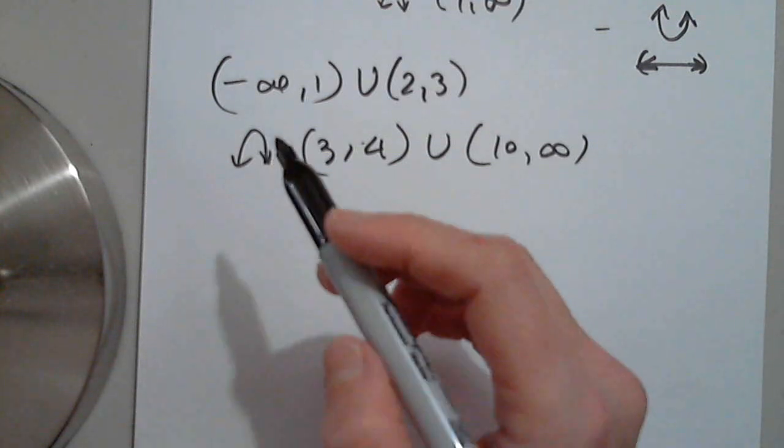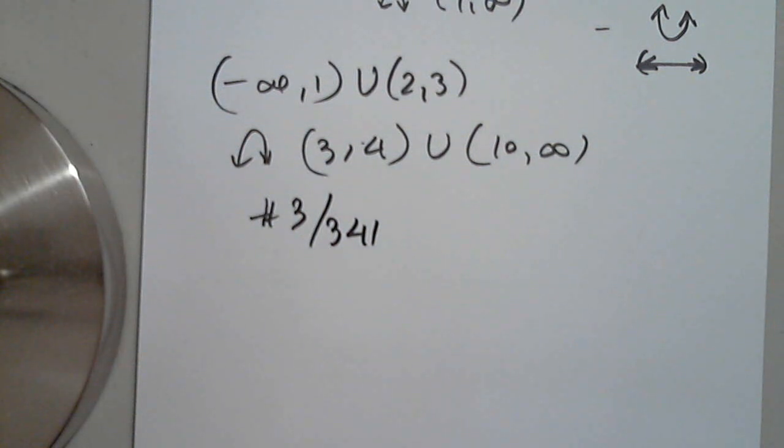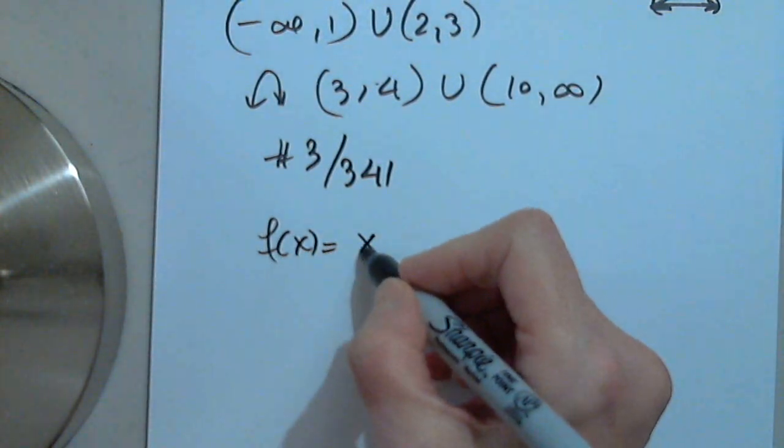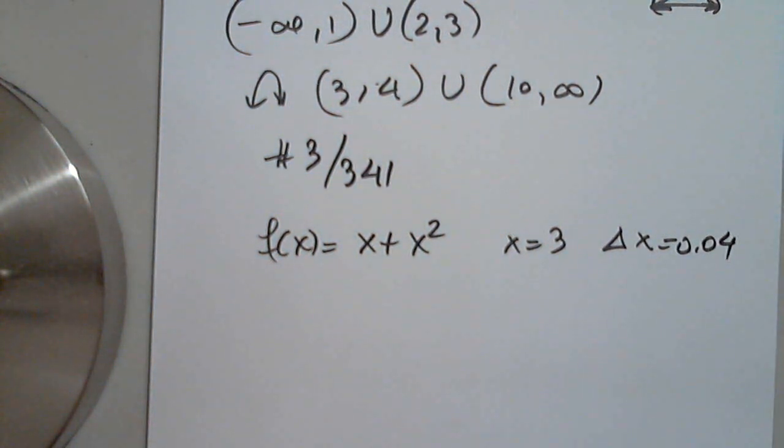Okay. So I see in 3.6 question 3 on page 341. Very good. Let me share my screen. You said page 341. Okay, and we're looking at problem 3. Let me copy it. Problem 3, we have f of x equals x plus x squared, x equals 3, delta x is 0.04. And we're asked to find delta y and dy.